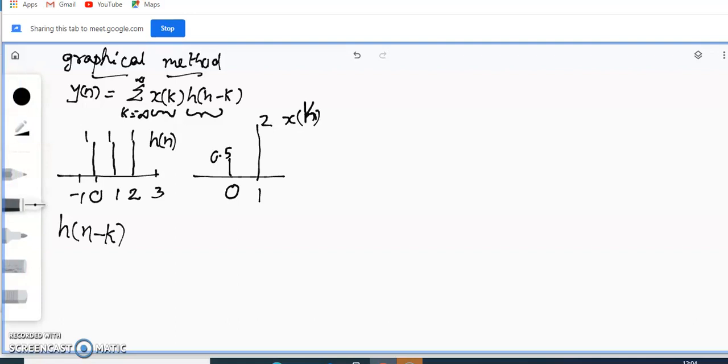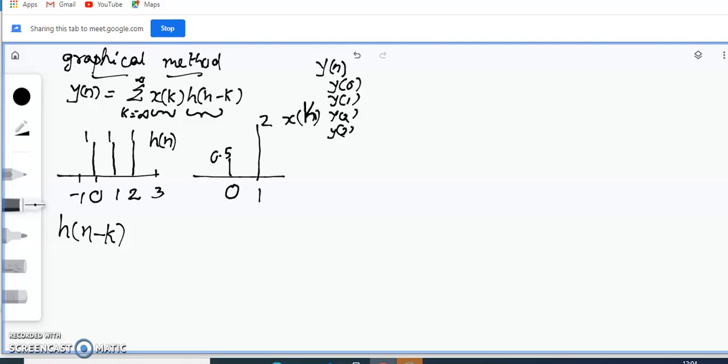That means here what you are going to find is y of n. Y of n means what is the output when we give different values to n. That means you are going to find y of 0, y of 1, y of 2, y of 3, and so on. The value of the output at each instant is what we are going to find. We have to give different values to n.